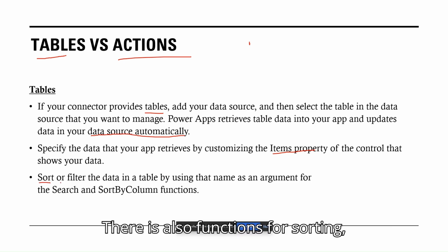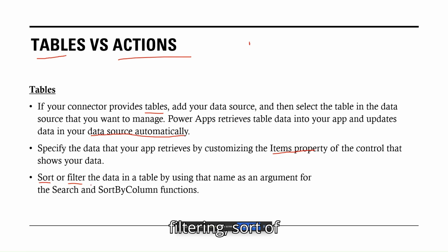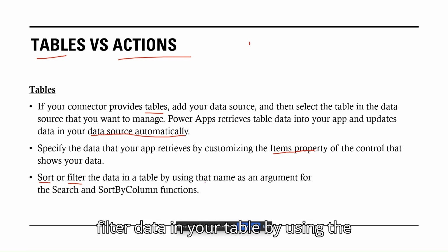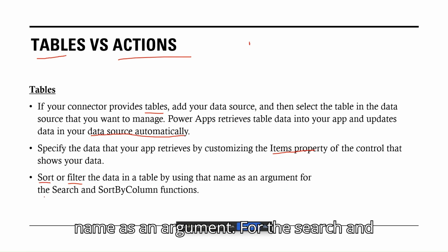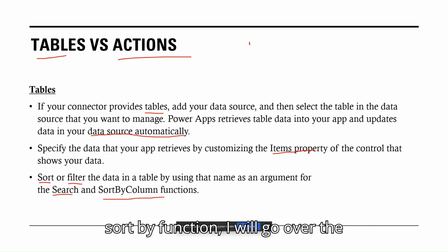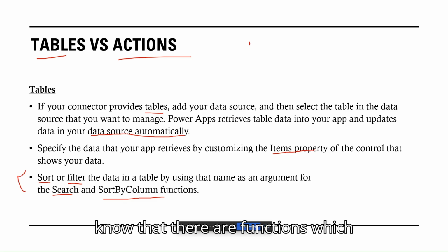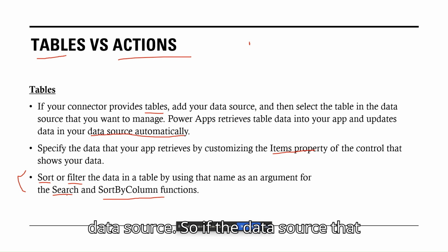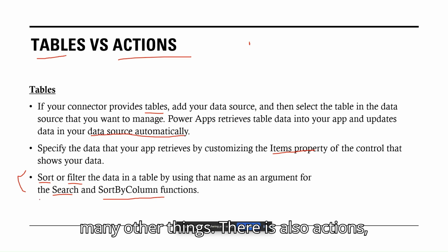There are also functions for sorting and filtering. So you sort or filter the data in your table by using the name as an argument for the search and sort by function. I will go over the sort, filter, and sort by functions later, but essentially you just have to know that there are functions which allow you to sort and filter the data in the tables that are connected to a data source. So if the data source that you're connecting to is table data, you can do things like sort, filter, and many other things.